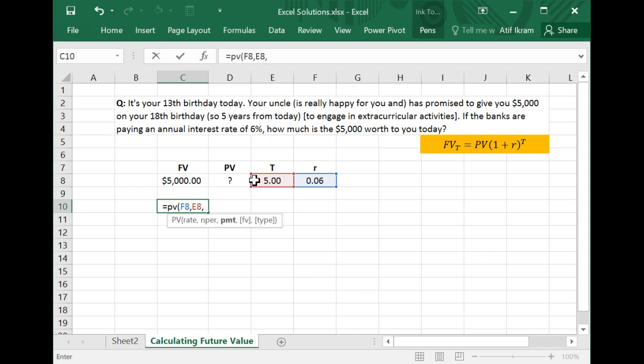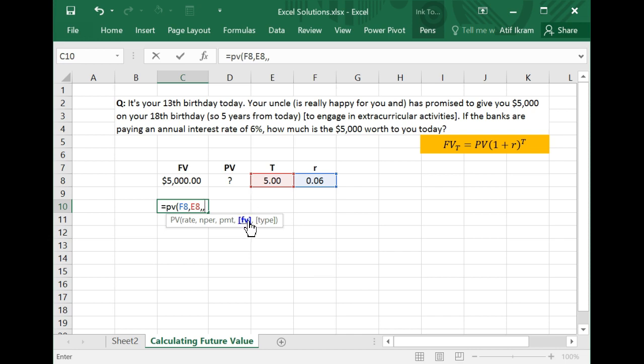Okay, so now when you press comma, it asks you for PMT, which is payment. Payment in Excel basically stands for regular cash flows. In other words, if your uncle said, look, I'm going to give you $5,000 every year for the next 5 years, which would be great, by the way, but he's not saying that. In case he said that, that would constitute a payment, because it would be a regular $5,000 every year for the next 5 years. In this case, we're just being promised one $5,000 amount 5 years from now. So payment, don't worry about it. Just go past it, press comma once again.